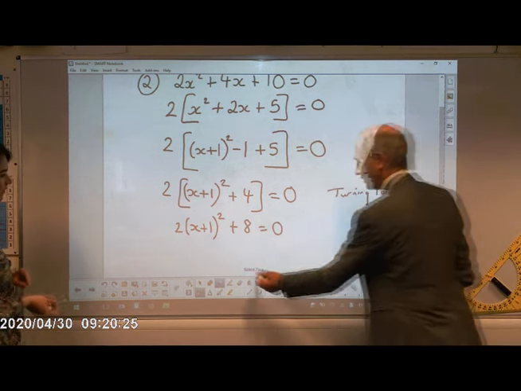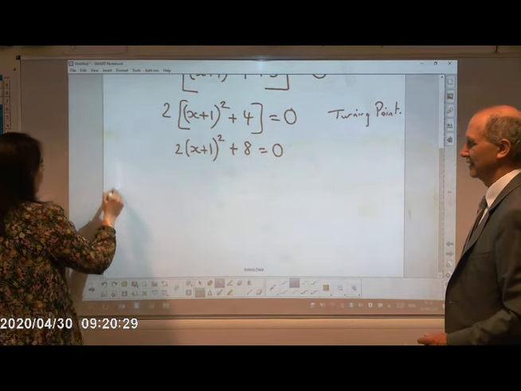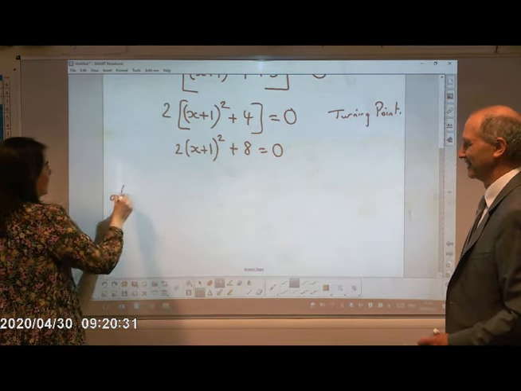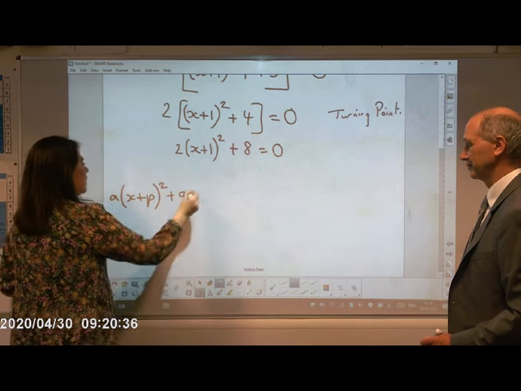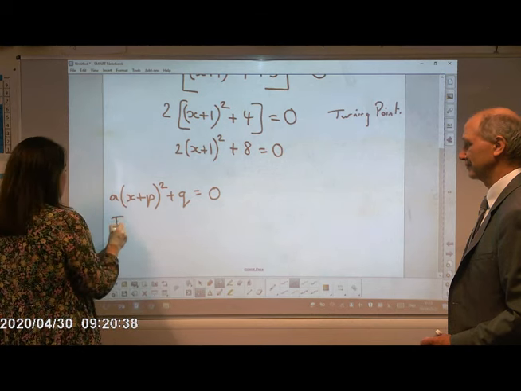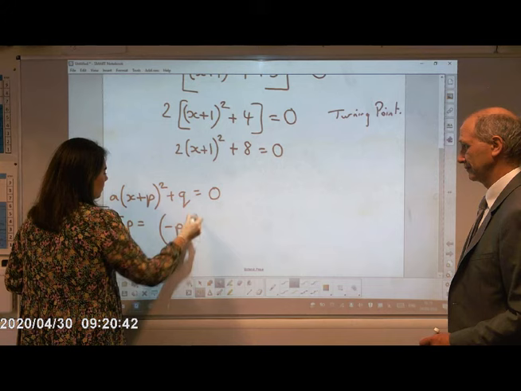So I'm going to give you a little bit more board. I do have it on the other page, and I'm now slightly annoyed that I don't have it on this page. But the formula is a(x plus p) all squared plus q equals 0, where the turning point is minus p.